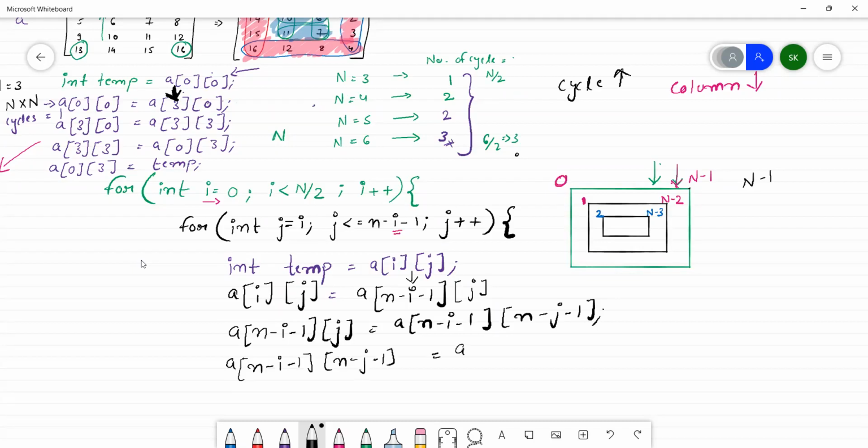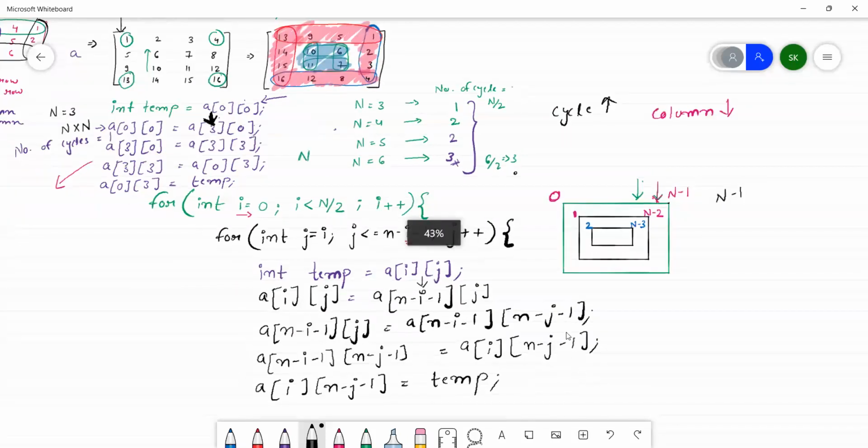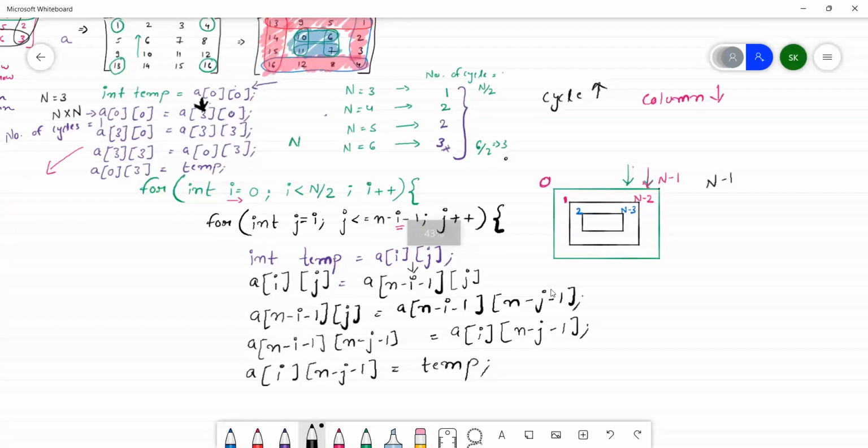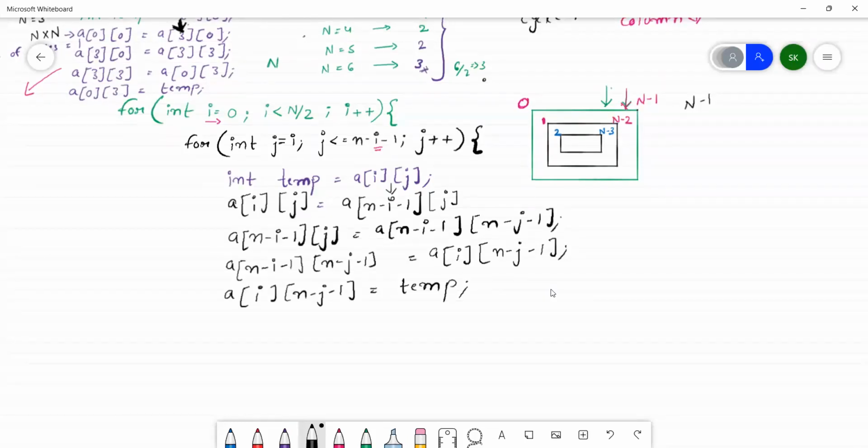You can write here a of i, and here you can write n minus j minus 1. And at the end, you can write a of i and n minus j minus 1 is equal to temp. I just wrote the same things like 3, 0 and all in the form of n, j and i. Is anyone in doubt so far? If anyone has any questions, you can just unmute and ask.